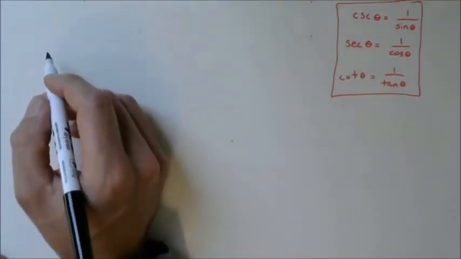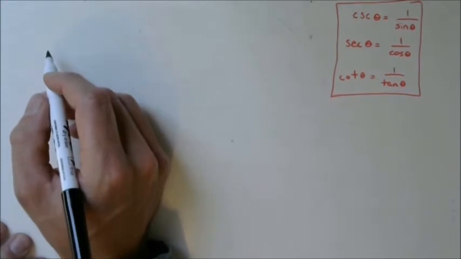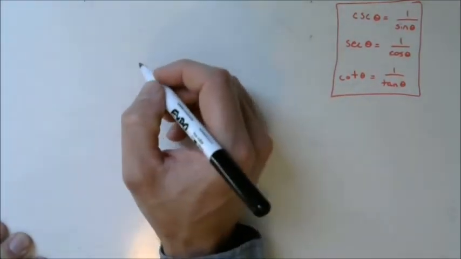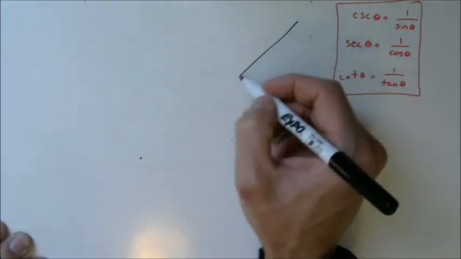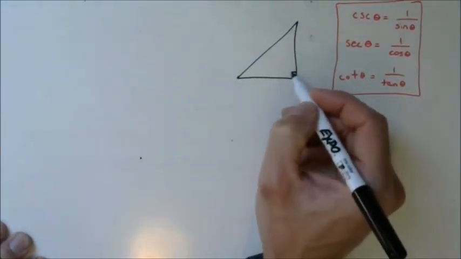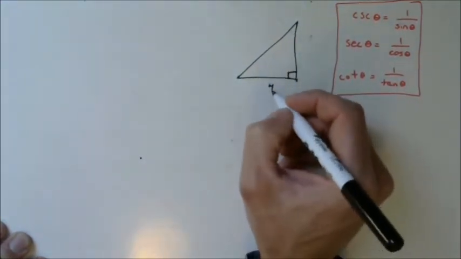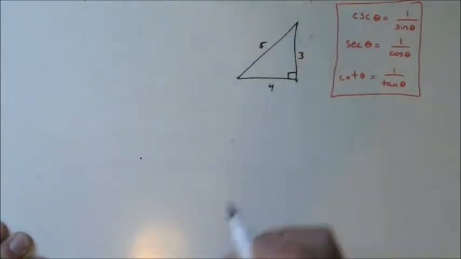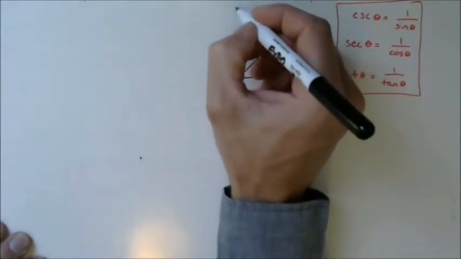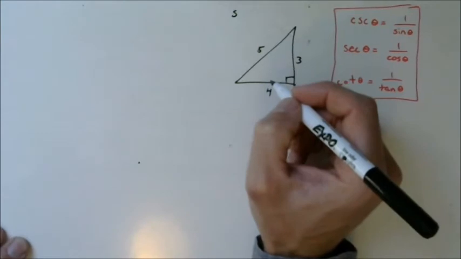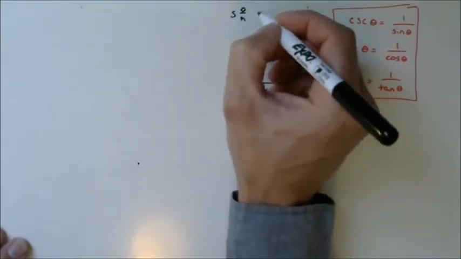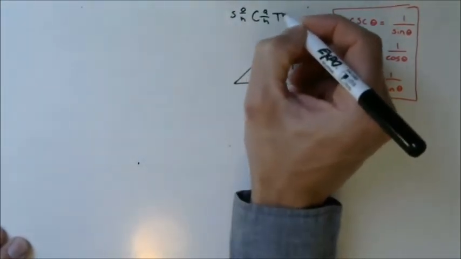So the key to do this is really just staying organized. I'm going to copy down this triangle so that we're all looking at the same thing. But basically what we're working with for our primary trig ratios is TOA.